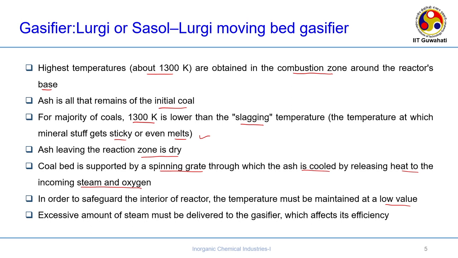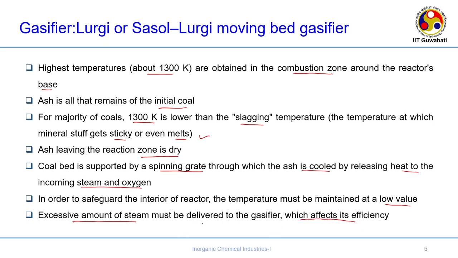Keep in mind you have to have a temperature less than 1300 Kelvin. Excessive, so how do you make it low? You send steam. If you add steam, you are reducing the combustion reaction. Why? Because if you add steam, your partial pressure will decrease because you are sending another gas to it. So that is the way they control the temperature.